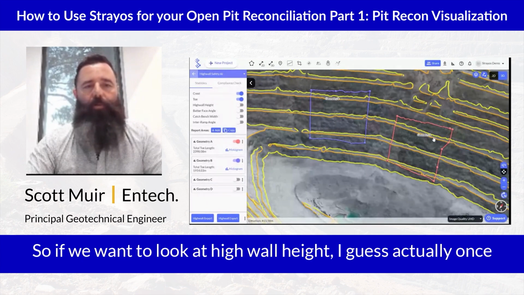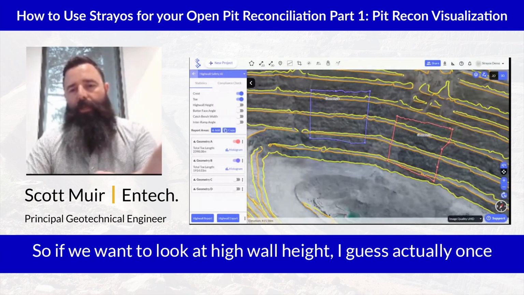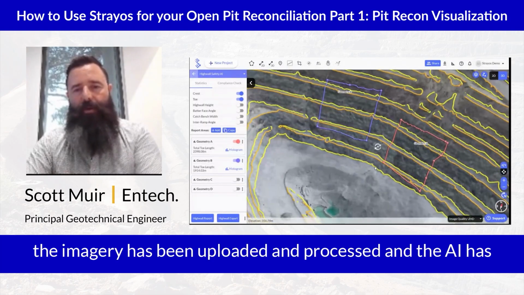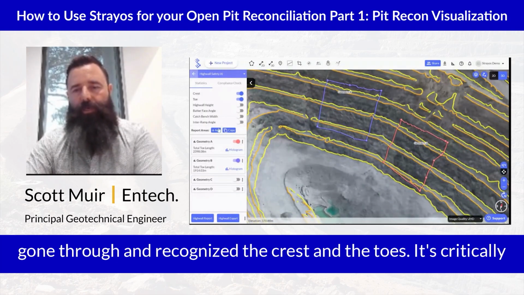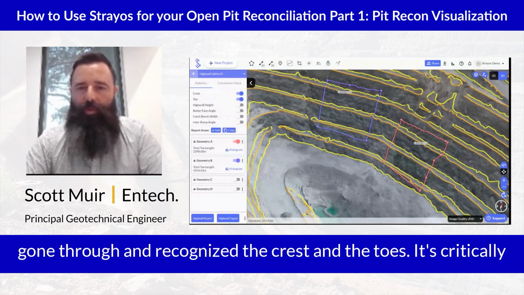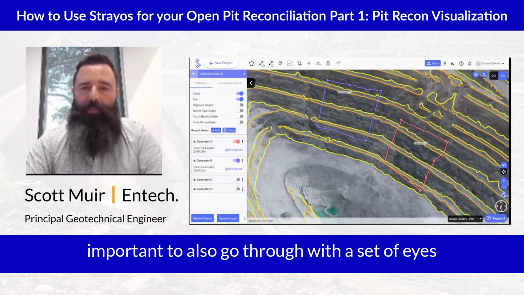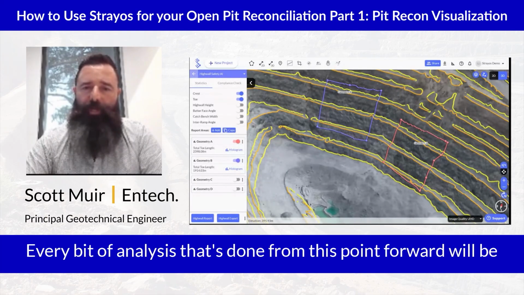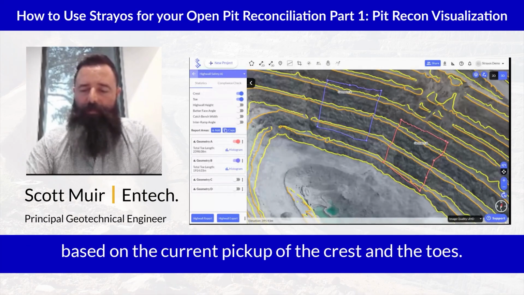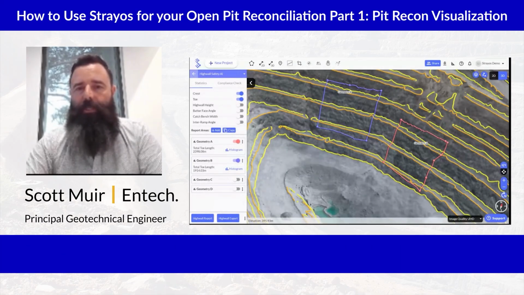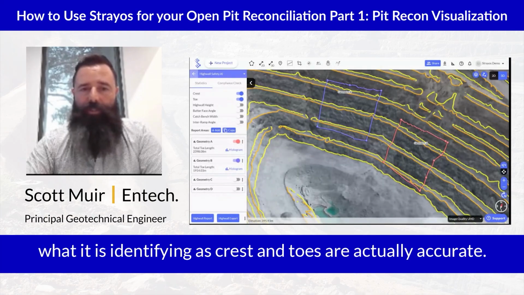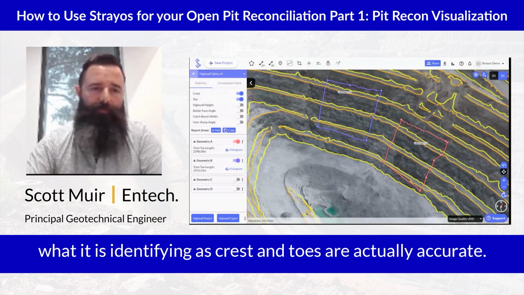So if we want to look at high wall height, I guess actually once the imagery has been uploaded and processed and the AI has gone through and recognized the crest and the toes, it's critically important to also go through with a set of eyes and validate what it's picked up. Every bit of analysis that's done from this point forward will be based on the current pickup of the crest and the toes. So you always want to go through and make sure that what it is identifying as crest and toes are actually accurate.